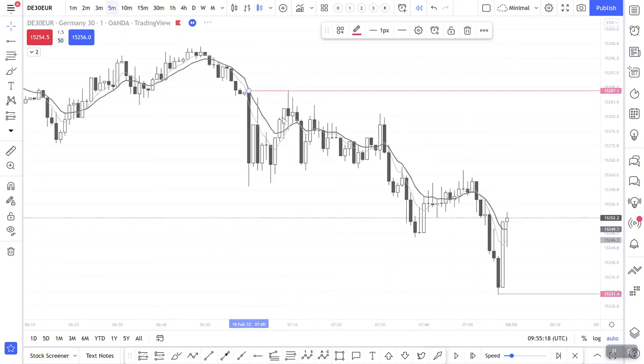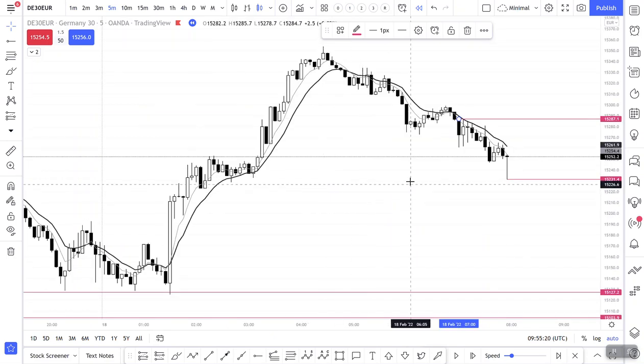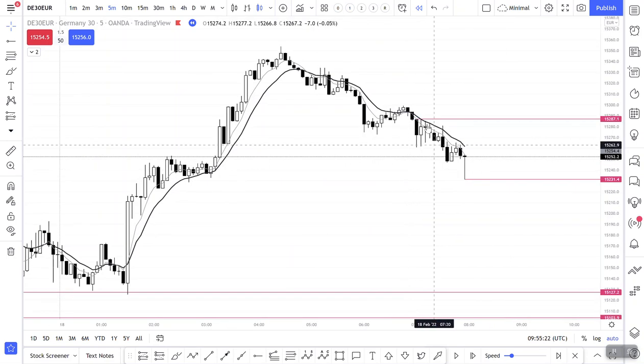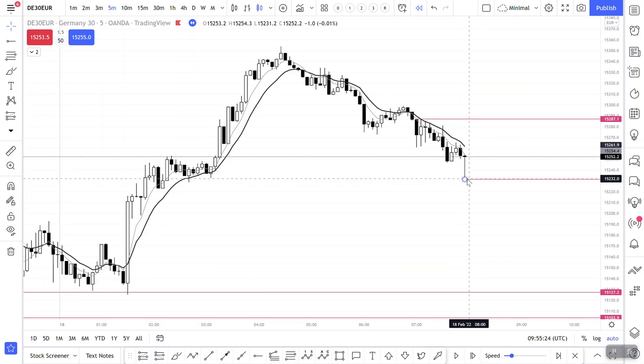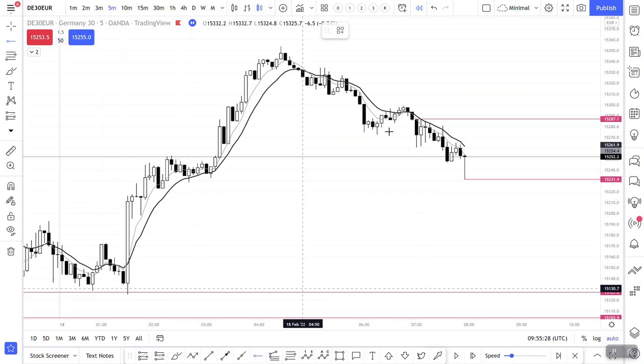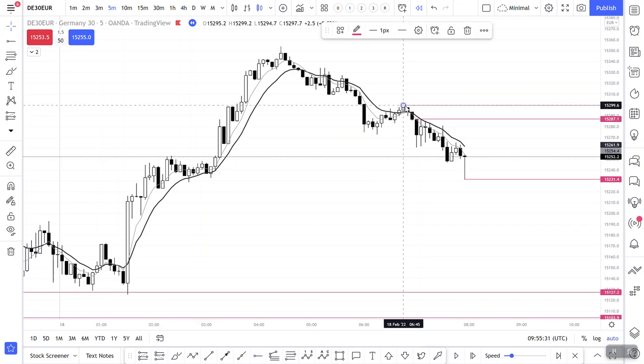Let me go to the 5-minute chart so we can move the chart quickly. So even if you look at the 5-minute chart, this is my low, and that's my swing high. So I can, if I like, mark these levels.